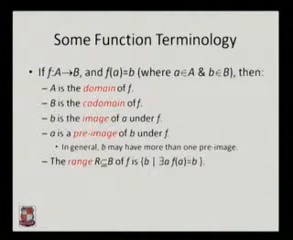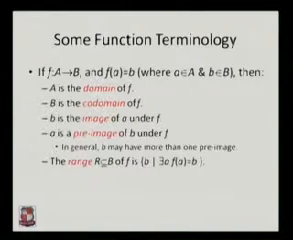This is some useful terminology for any function. If a function f is from A to B and f of small a is equal to small b, where a belongs to capital A and small b belongs to capital B, then we can say that capital A is the domain of f, and B is called the codomain of f. Small b is called the image of small a under the function f, and inversely small a is a pre-image of small b under the function f.